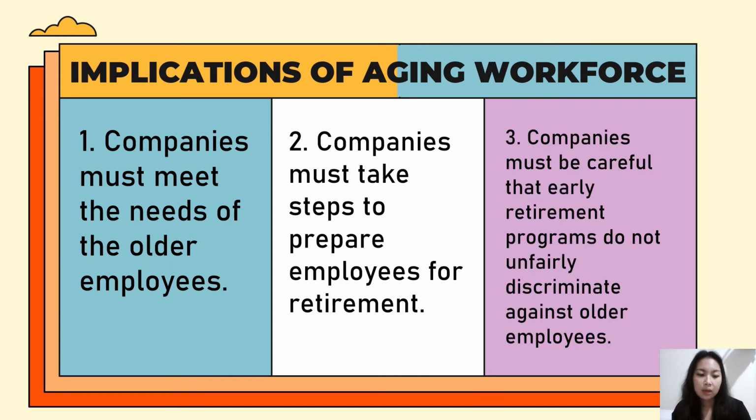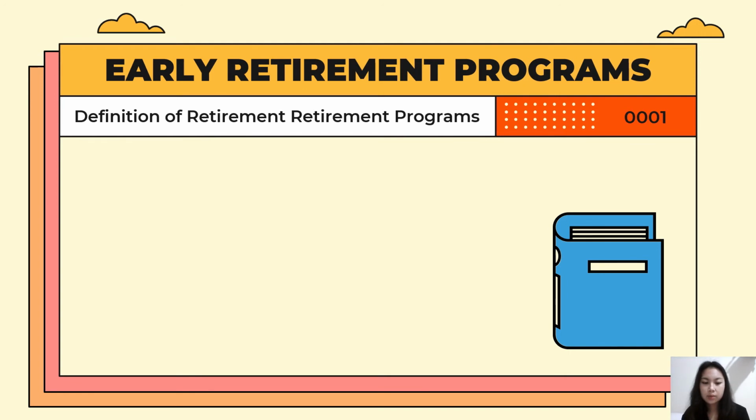And then, lastly, one of the implications of the aging workforce is that older workers usually feel discriminated against when it comes to retirement programs. That's why companies must be careful that early retirement programs do not unfairly discriminate against older employees. So, early retirement occurs when an employee decides to retire before the age at which he or she becomes eligible to collect retirement resources such as Social Security and company pension. That's why it's important for companies to conduct early retirement programs.